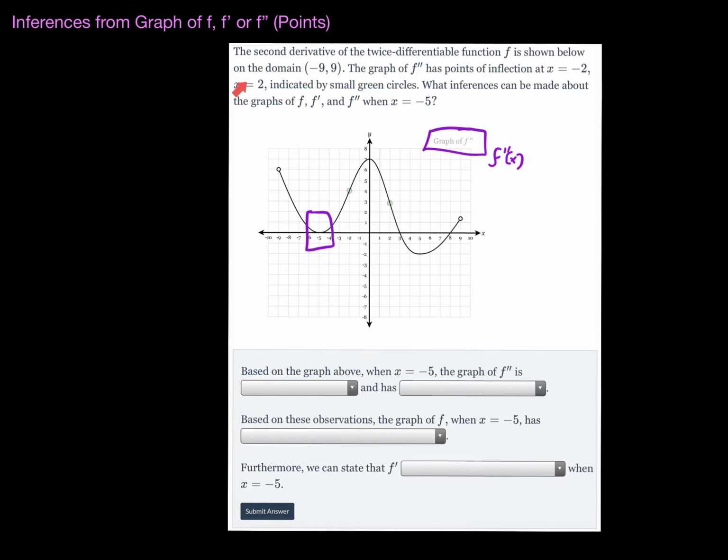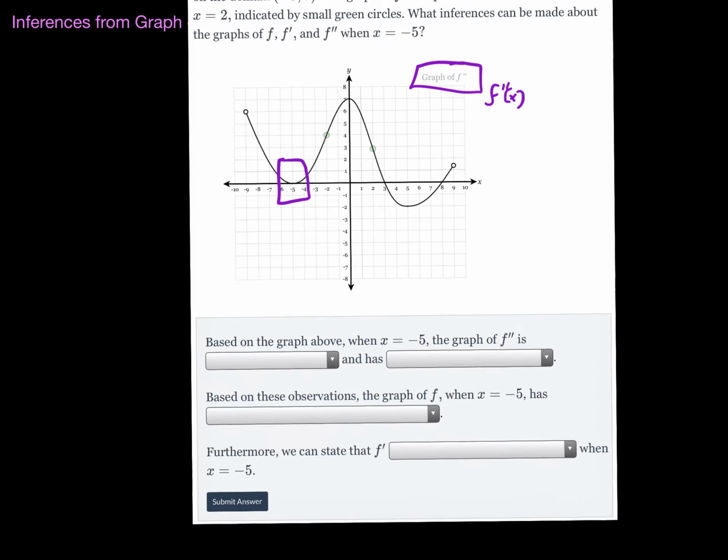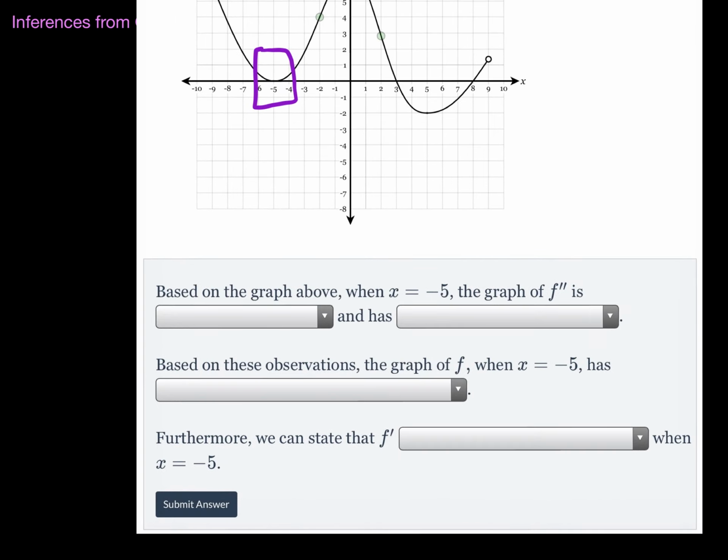What inferences can we make about the f prime and f double prime graph right here at -5? Here are the questions below. There's the graph at -5, and this right here is the f double prime graph. So, what do we have there? At -5, I'm going to tell you it equals 0. It's right there, so we have a 0 right there.